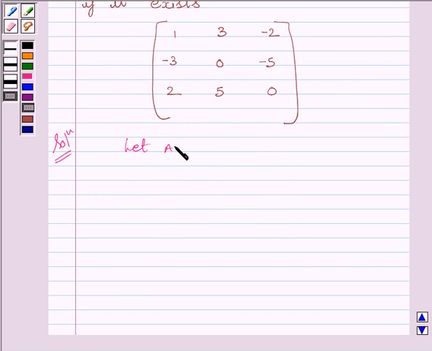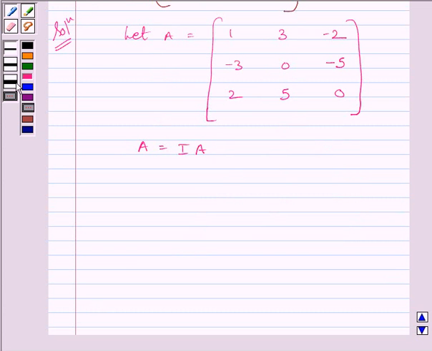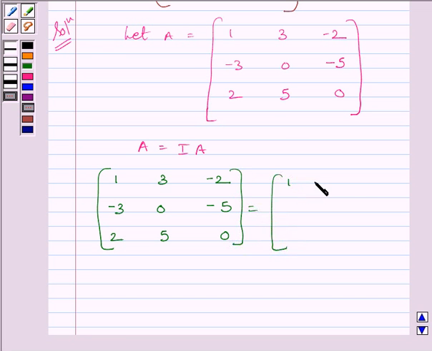Let A be equal to matrix 1, 3, minus 2, minus 3, 0, minus 5, 2, 5, 0. Now, to find the inverse by the row transformation method, we will write A is equal to IA, where I is the identity matrix. Or we can write matrix 1, 3, minus 2, minus 3, 0, minus 5, 2, 5, 0 is equal to matrix 1, 0, 0, 0, 1, 0, 0, 0, 1 multiplied by A.